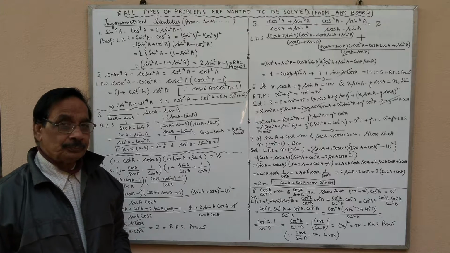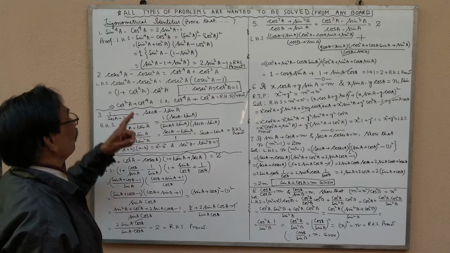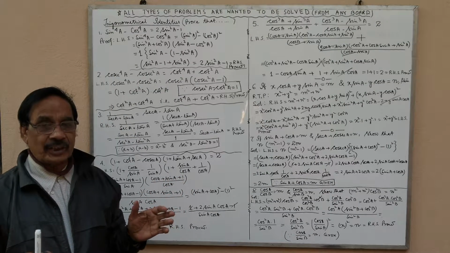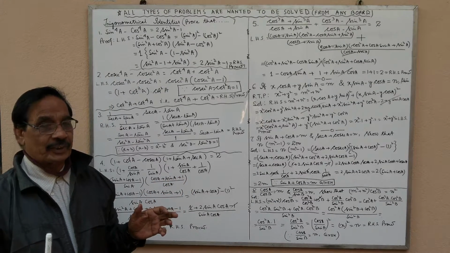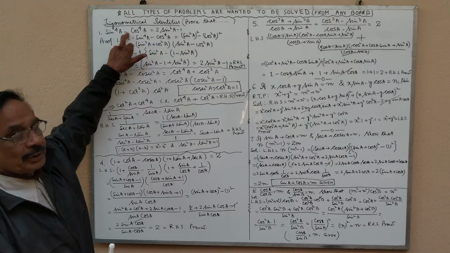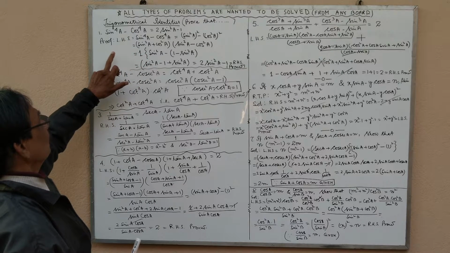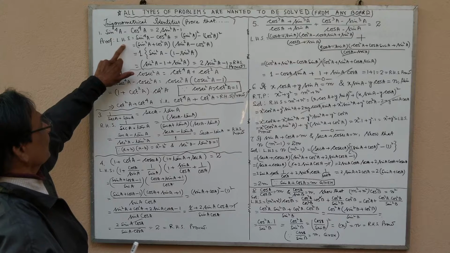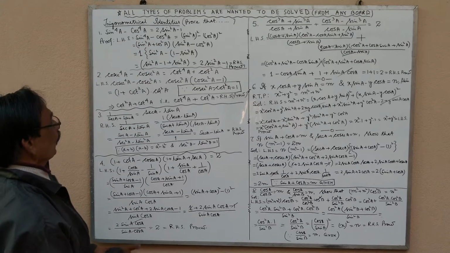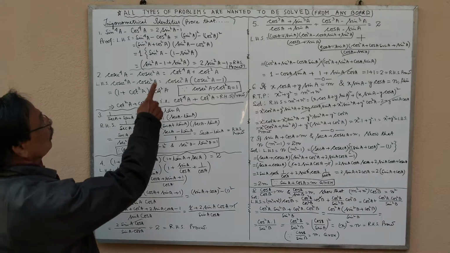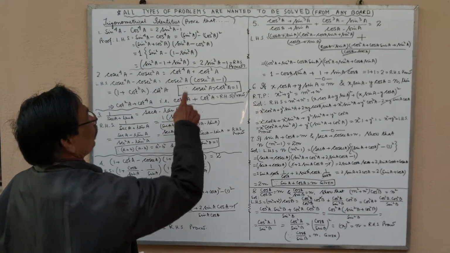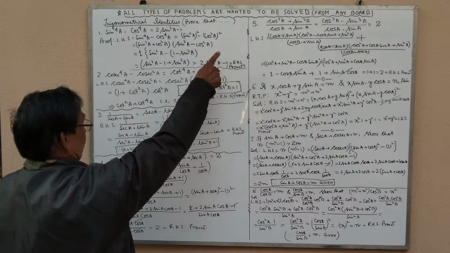We have to make its solution from the complicated side. Here the complicated side is the left hand side. So we will take the left hand side as sin⁴a minus cos⁴a. We know that sin⁴a minus cos⁴a equals (sin²a) whole square minus (cos²a) whole square.